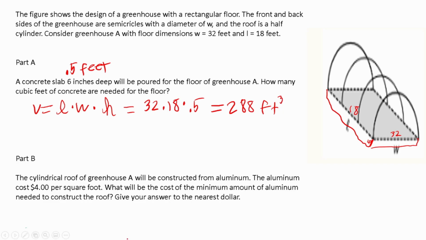Part B says the cylindrical roof of the greenhouse will be constructed from aluminum. The aluminum costs $4 per square foot. What will be the cost of the minimum amount of aluminum needed to construct the roof? Give your answer to the nearest dollar. So, since this greenhouse, if we're covering this in aluminum, that's going to be our lateral surface area. But this is the lateral surface area of half a cylinder. So what we could do is find the lateral surface area of a cylinder and then cut it in half.